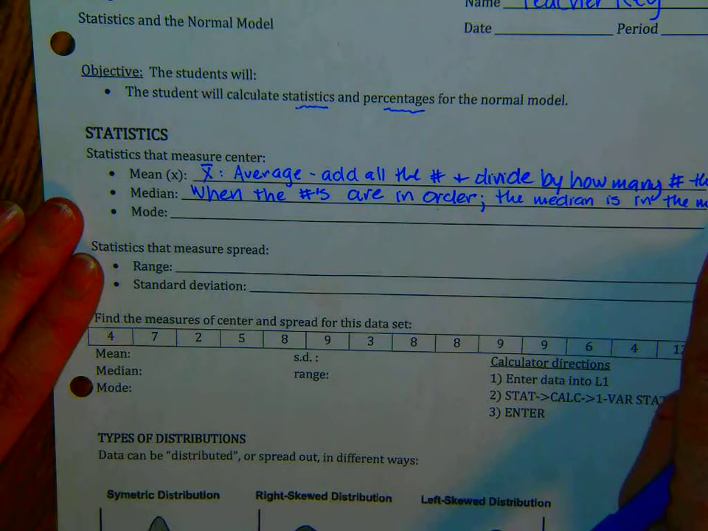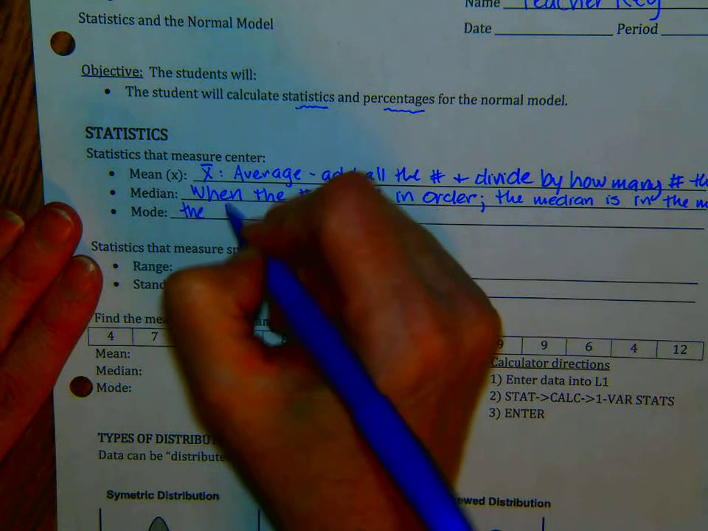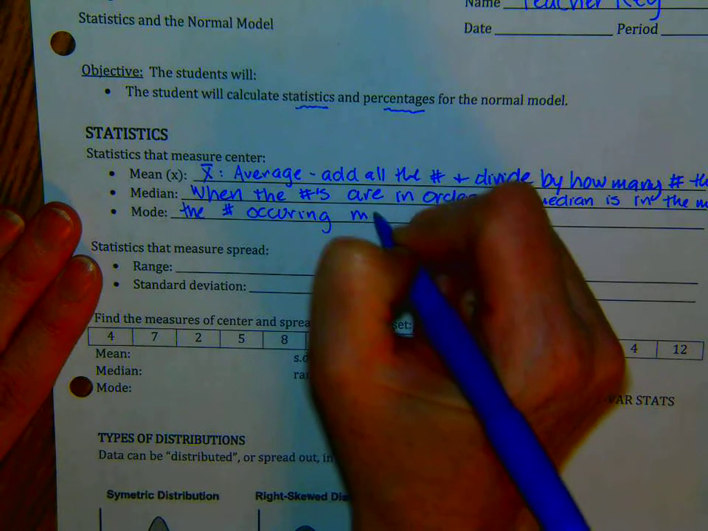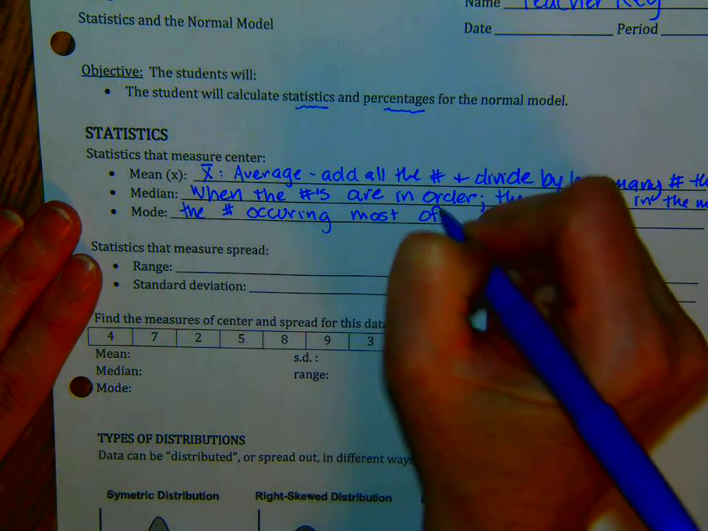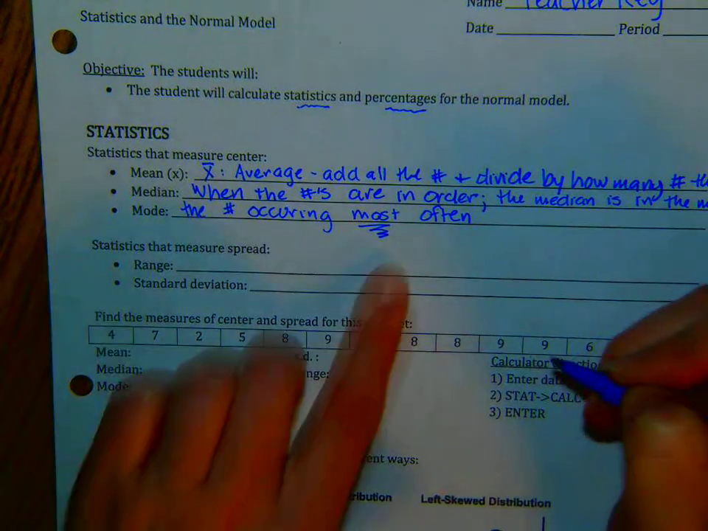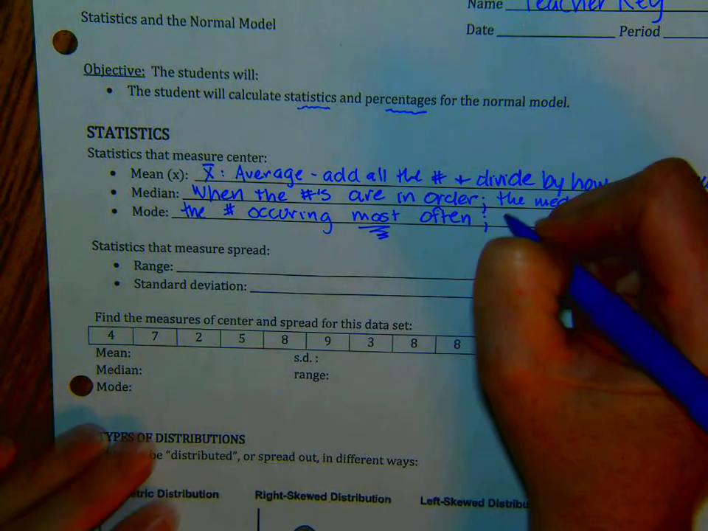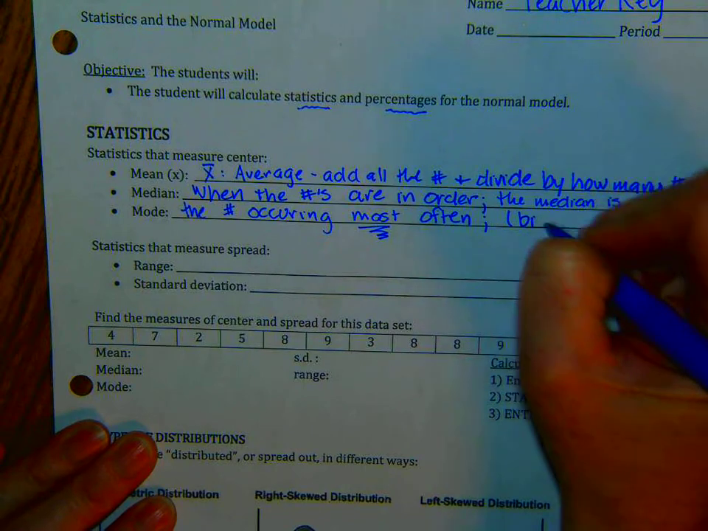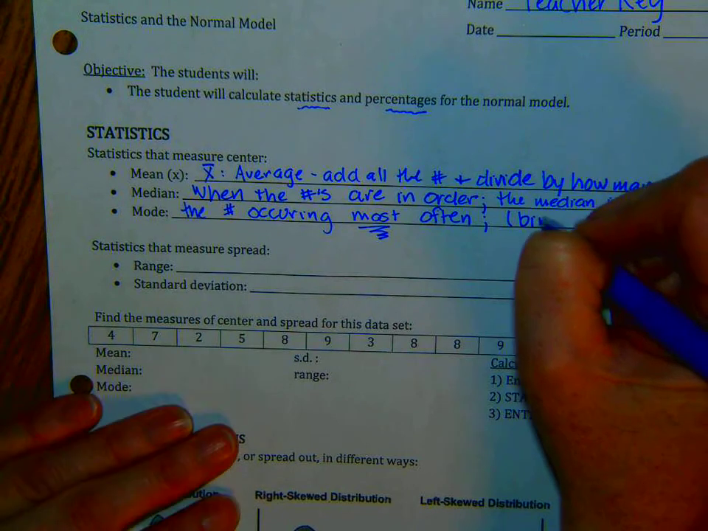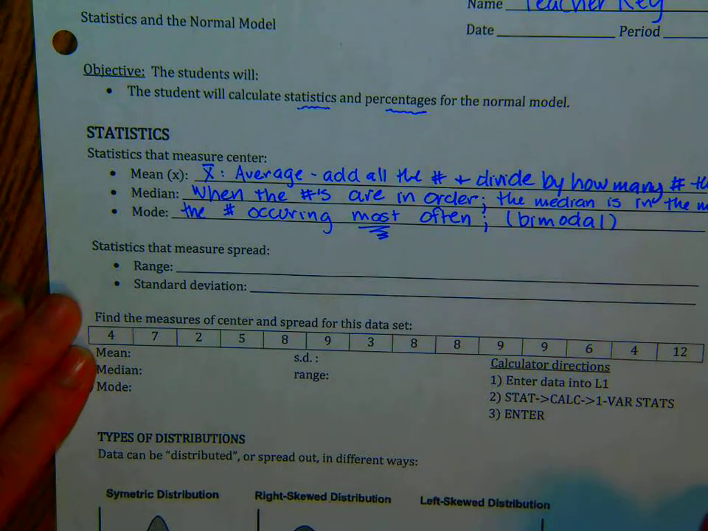Now the mode is the number occurring most often. Okay, so let's just underline the word most. Mode, most. Now we can have a bimodal, meaning sometimes if 8 occurs twice and 10 occurs twice, then we can have 8 and 10 are bimodal. Okay, so we can have something that is bimodal. So those are those vocabulary words.